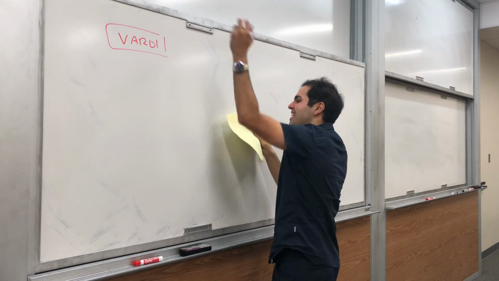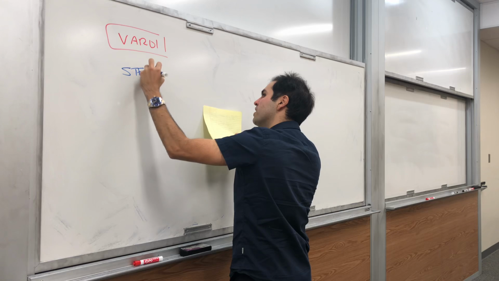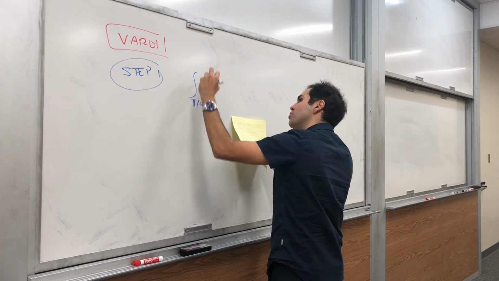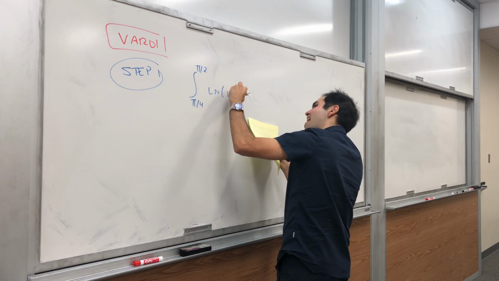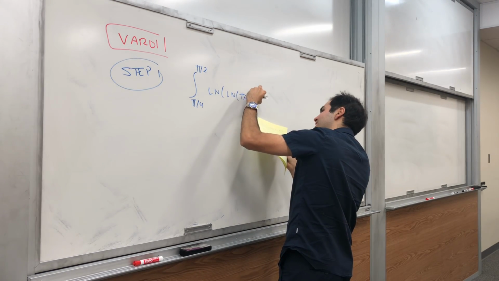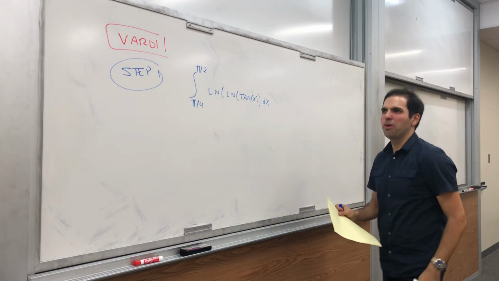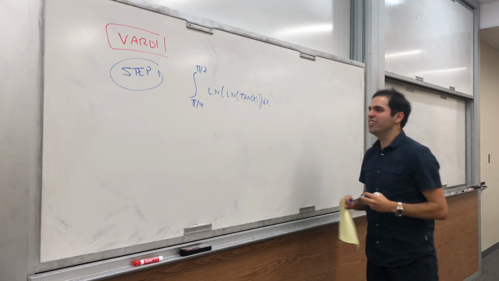So lots of ln degenerates here. It's the integral, I guess step one, what do you want to calculate? The integral from pi over 4 to pi over 2 of ln of ln of tangent of x dx. Oh, ln of ln. And I probably forgot a parenthesis here.